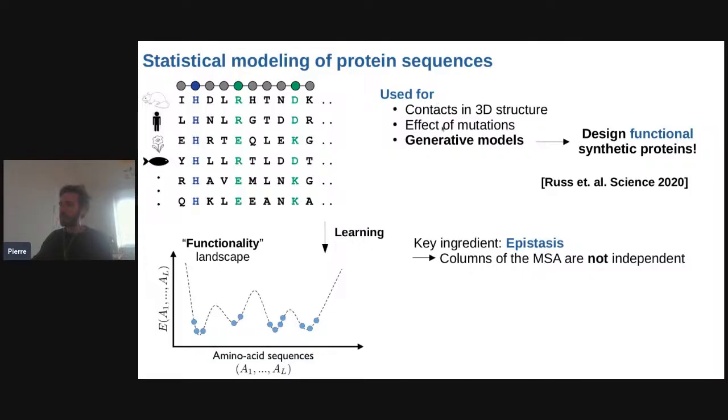They are being used for a lot of things, and what I want to insist on here is that a key ingredient of all of these generative models is that they take epistasis into account. They take into account the fact that the effect of a mutation at one position in the protein depends on the context, on what happens in the rest of the sequence. So columns of the MSA cannot be considered independent, at least if you want to generate novel proteins. This seems to be important for function.